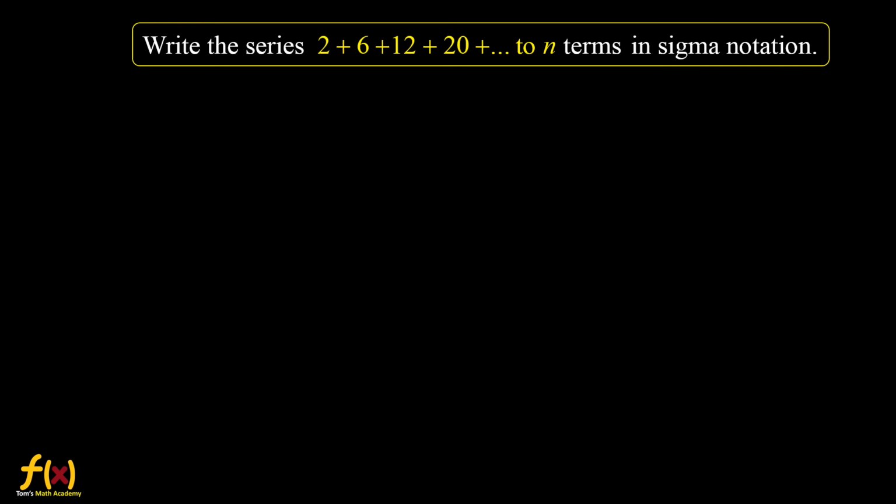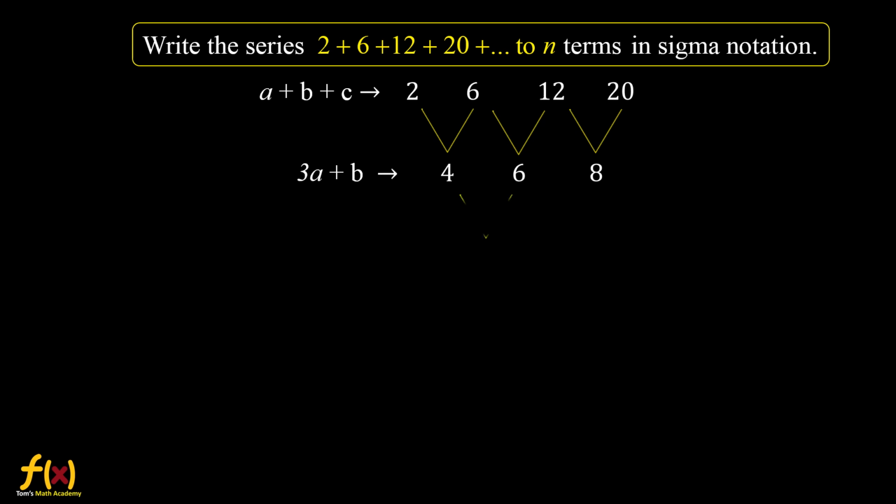Write the series 2 plus 6 plus 12 plus 20 up to n in sigma notation. So this is not arithmetic, this is not geometric, this is seemingly a quadratic sequence. So we continue until we get the general term. We already learned this. So we write the first differences. Then we go for the second difference.